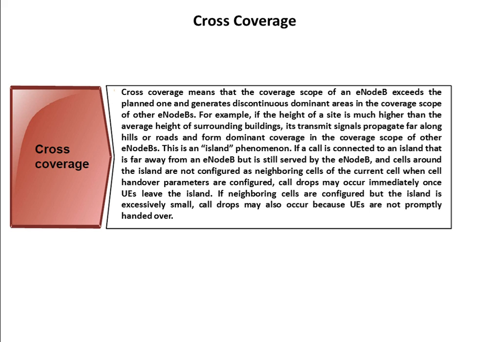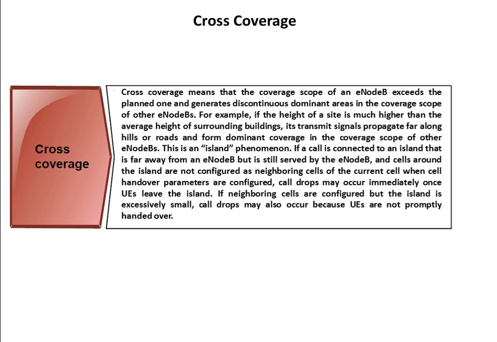Cross coverage is the case when one of the Node Bs radiates in the area which is planned for another Node B. That could be mainly related to too little downtilt or the high height of the antennas. In that case, one of the antennas can radiate in a far-flung area from the point where the site is actually located. That could be a disaster in terms of network performance.